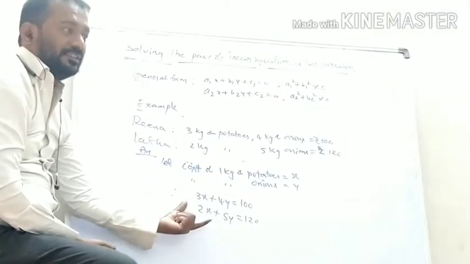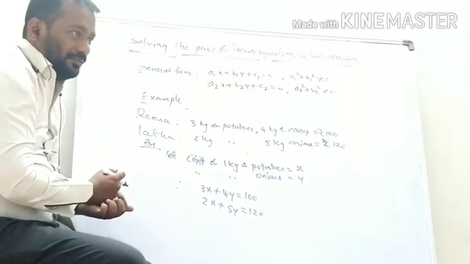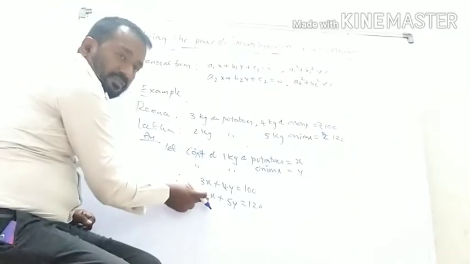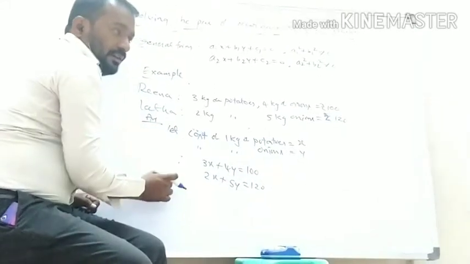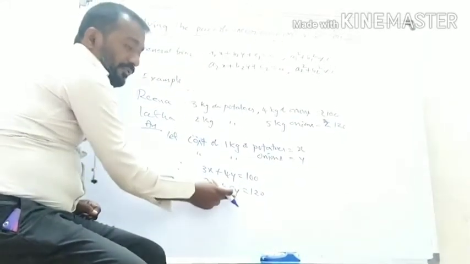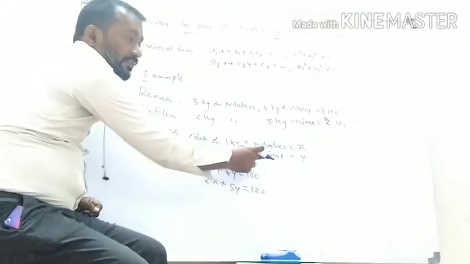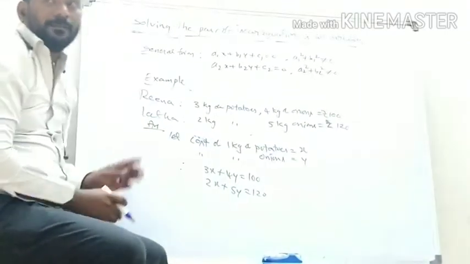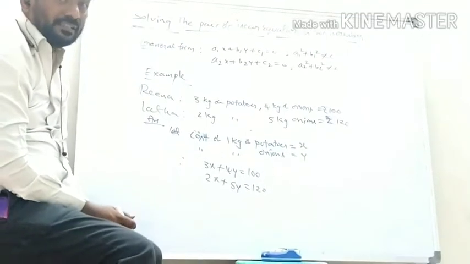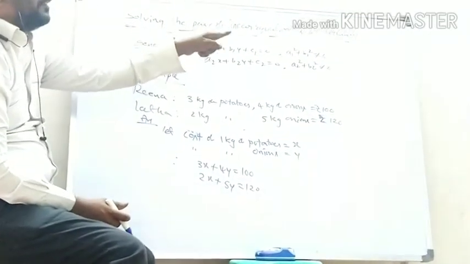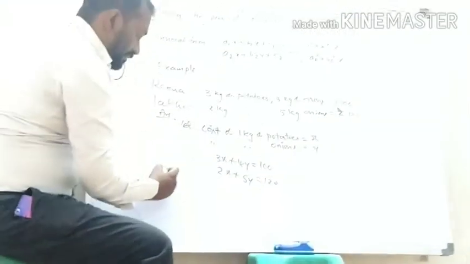How to solve this pair of linear equations? What is the value of x, that is, the cost of 1 kg of potatoes? How to find the value of y, which is the cost of 1 kg of onions? There are 3 methods according to our state board textbook for solving a pair of linear equations.